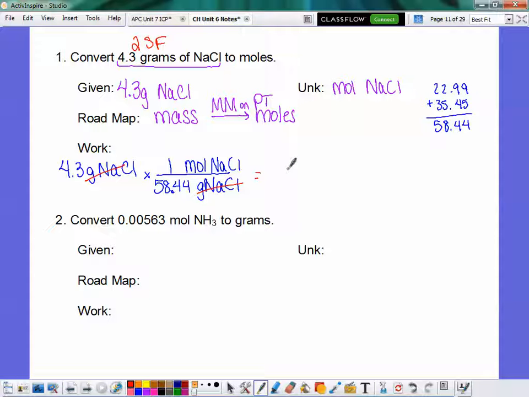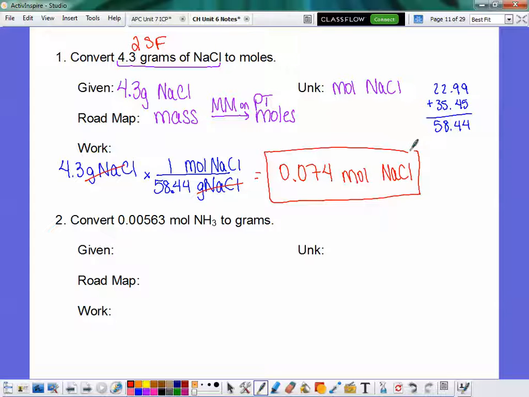Are you trying to do it in your head? Yes, I'm glad that you can recognize that it's a small number because you're doing basically 4 divided by like 60. What do we get? 0.074? 0.074. And then what are our units? Moles of NaCl. Okay? So that is a mass to mole conversion.